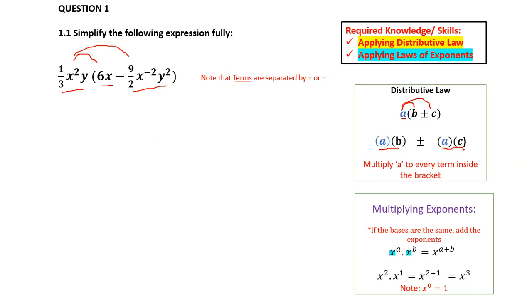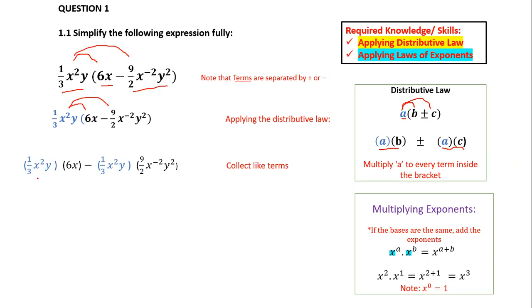So we apply the skill to the question, and this is what we have. The term outside the bracket multiplied by each term inside the bracket. When we do that, we have the term outside the bracket multiplied by the first term inside the bracket minus the term outside the bracket multiplied by the second term inside the bracket. Next, we collect like terms. We can see there are numbers, x terms, y terms. So we collect like terms.